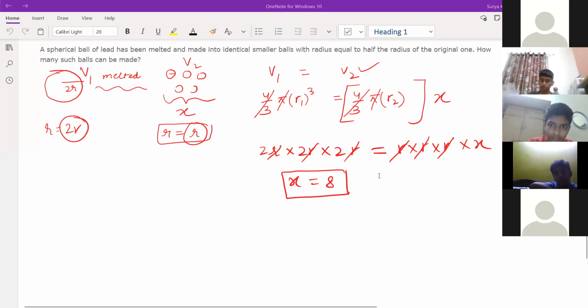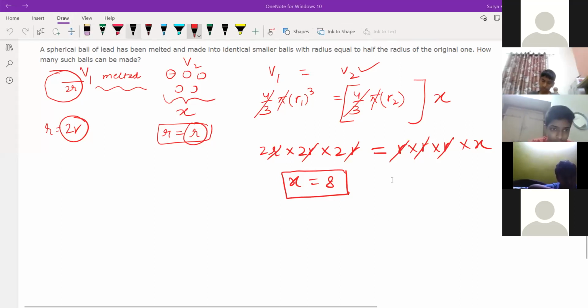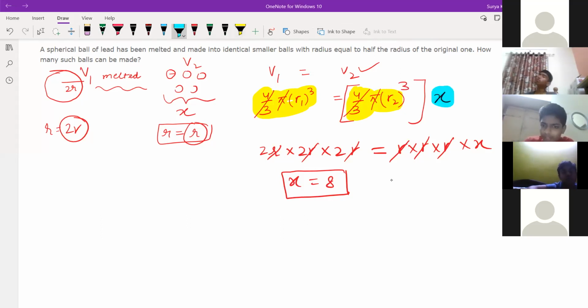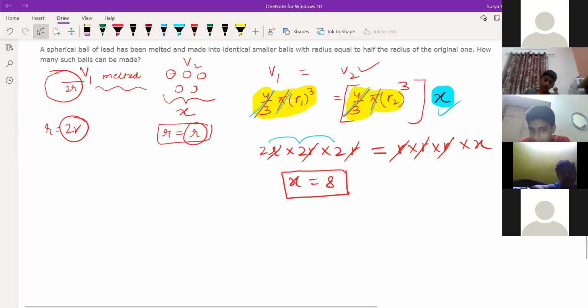Tell me. So children, in this question you have to understand this part here. See, 4 by 3 pi R1 cube, 4 by 3 pi R2 cube. And why we are multiplying by X, this is the main thing. Why did we cut these? Because they are equal on both sides. 4 by 3 is on the left hand side also, 4 by 3 on the right hand side also. So what is equal, that we are cancelling here, 4 by 3 pi. We have to find the value of X. So X is equal to 2 into 2 into 2, that is 8. Next question is question number 4th.